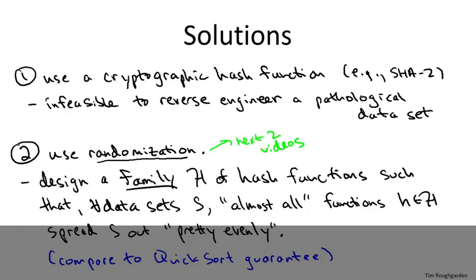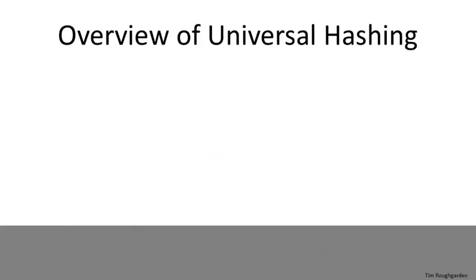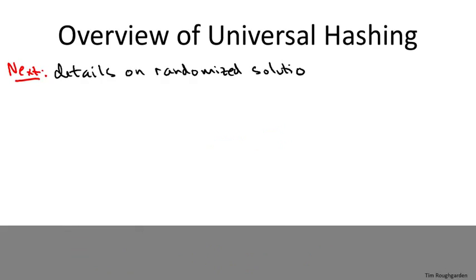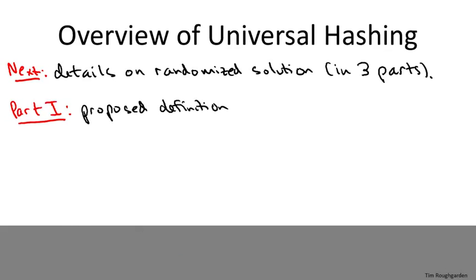So the next couple of videos are going to elaborate on this second solution of using a real-time random choice of a hash function as a way of saying you do well on every data set, at least on average. So let me just give you a roadmap of where we're going to go from here. I'm going to break the discussion of the details of this randomized solution into 3 parts spread over 2 videos. So in the next video, we're going to begin with a definition of what I mean by a family of hash functions, so that if you pick one at random, you're likely to do pretty well.